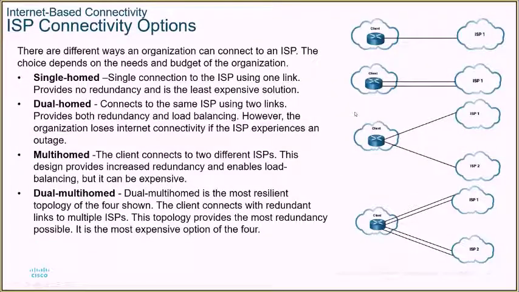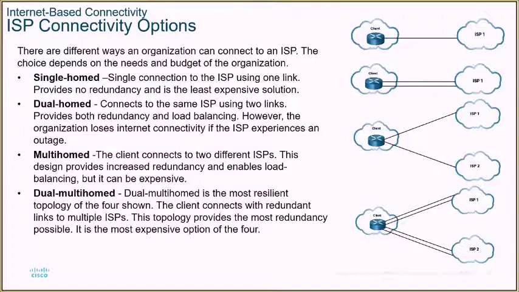So, ISP connectivity options. There are different ways an organisation can connect to the ISP. The choice depends on the needs and budget of the organisation. Single-homed basically means you've got one ISP, all on one link. It provides no redundancy and is the least expensive option.